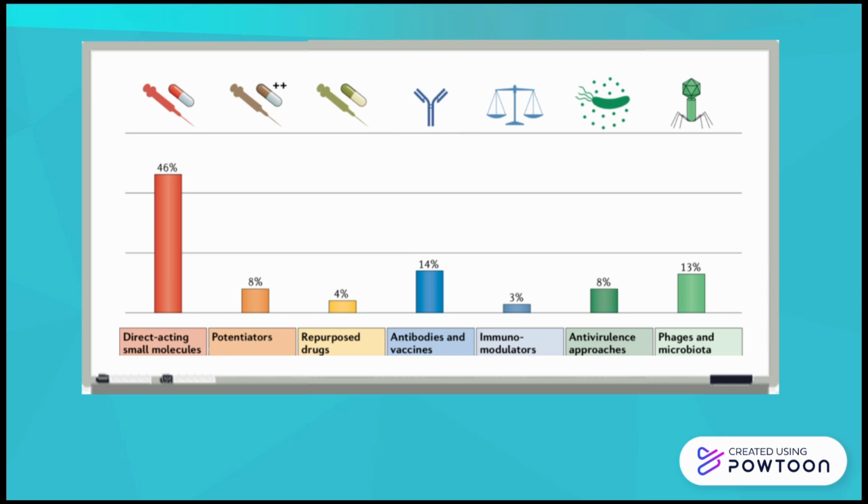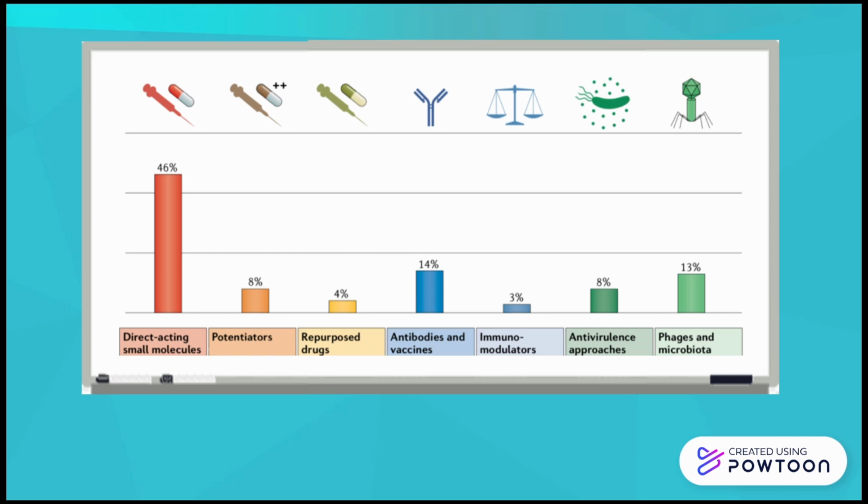Antibodies and vaccines are a well-tested and well-established mechanism for providing protection to patients against specific pathogens. Immunomodulators are compounds that work with our immune system to increase its capability to clear out bacteria and other pathogens from our system. Antivirulence approaches are being researched as a mechanism of potentially reducing the virulence or pathogenicity of a bacterial infection by targeting the virulence factors that the bacteria produce.